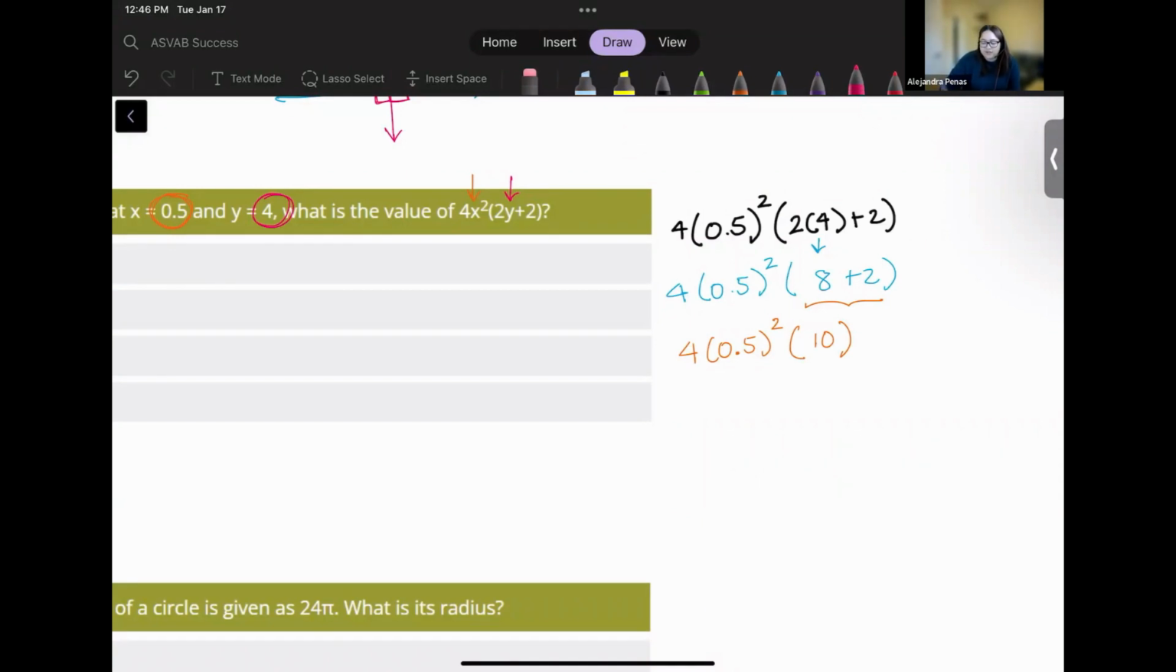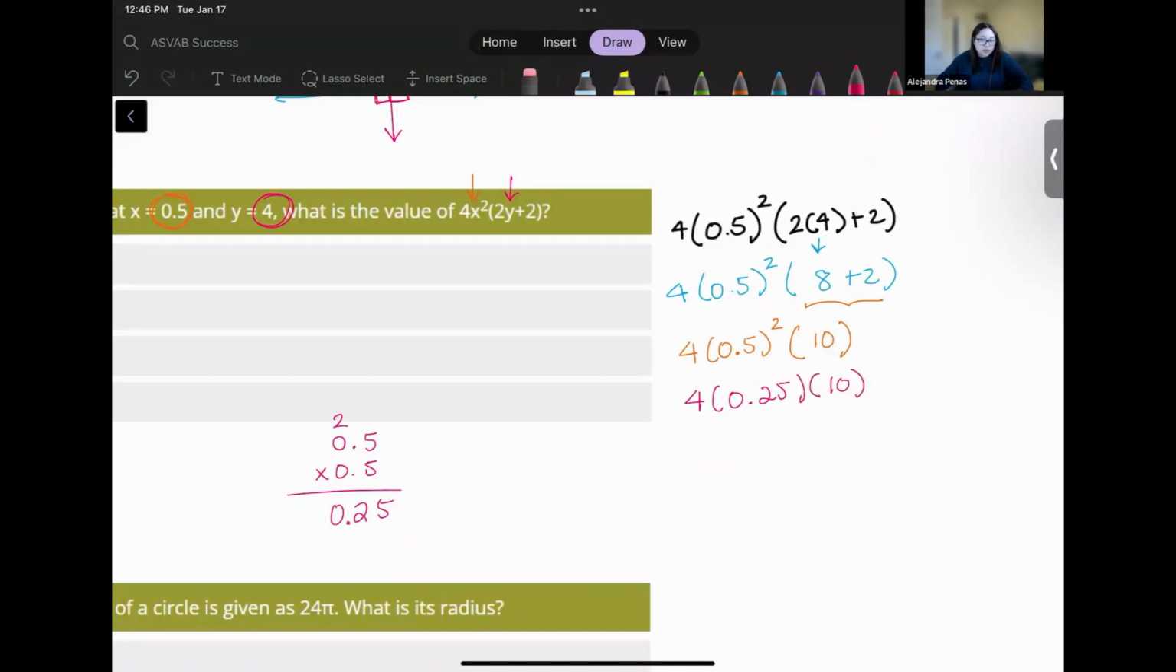What is next after parentheses in PEMDAS? Exponent. So we're going to need to take care of this 0.5 squared, which is going to be 0.5 times 0.5. That's going to be 5, carry the 2, that's going to be 2, that's going to be 0. So that's going to be 0.25. So this is going to be 4 times 0.25 times 10.